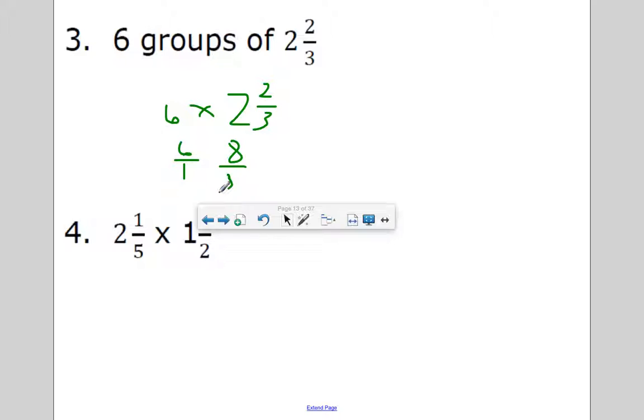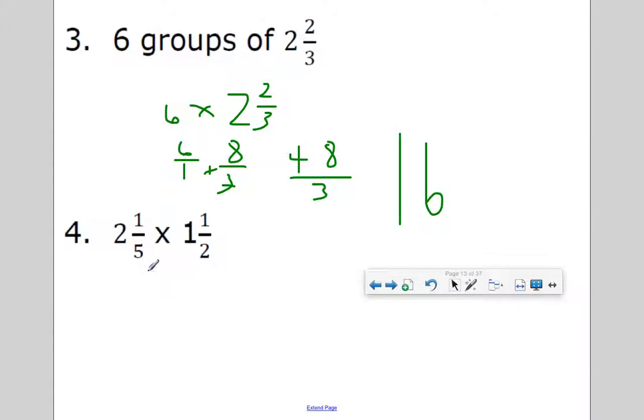I multiply the numerators, that's 48. I multiply the denominators, 1 times 3 is 3. And what is 48 divided by 3? I believe it's 16. Can 3 go into 4 one time? You have one. How many 3s go into 18? 6. So 16.